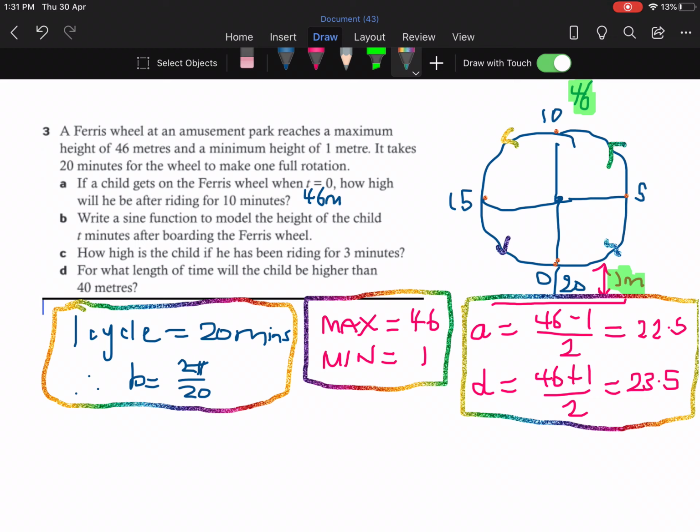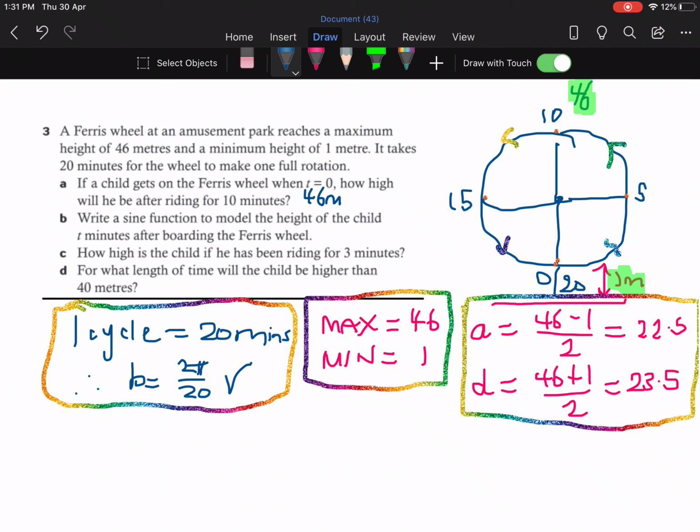Now based on this information I can analyse quite a lot. It tells me that one cycle is 20 minutes, so if one cycle's 20 minutes, then that's the period. So I can find the value of b, which is 2 pi divided by the period, so 2 pi divided by 20. So that's nice and easy.